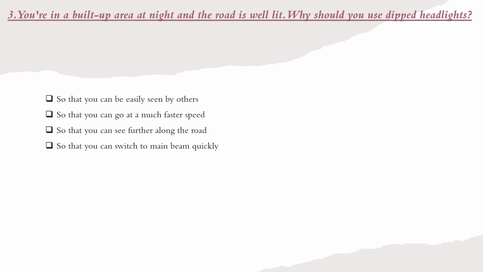3. You're in a built-up area at night and the road is well lit. Why should you use dipped headlights? So that you can be easily seen by others. So that you can go at a much faster speed. So that you can see further along the road. So that you can switch to main beam quickly. Correct answer: so that you can be easily seen by others.